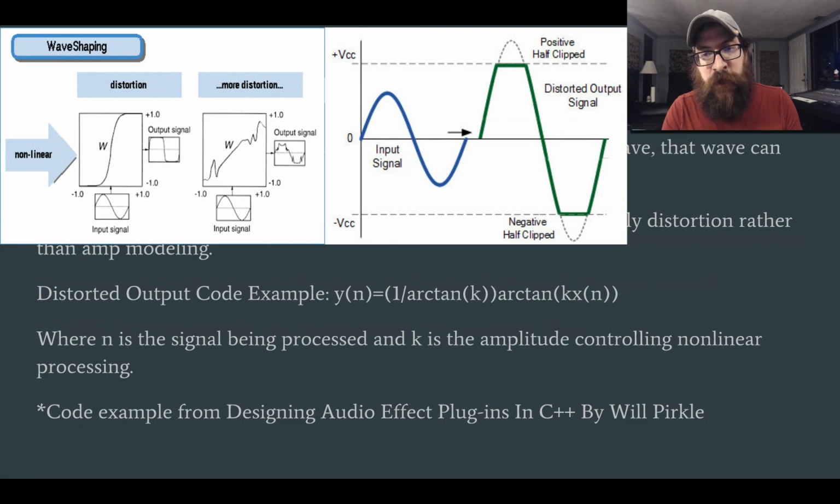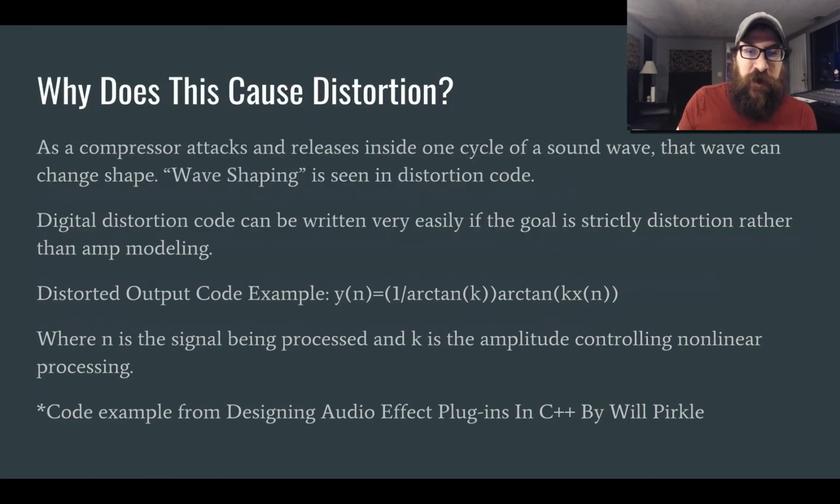I have an example of a distortion code here. If you take a look at it, if you understand it, that's great. You can graph this, put it in a graphing calculator or something and take a look at what it really looks like. But N in this equation is the signal being processed, and K is the amplitude controlling the nonlinear processing. I'm not sure if you're going to get into actually making a distortion plugin, and this is probably not the best way to make one anyway.